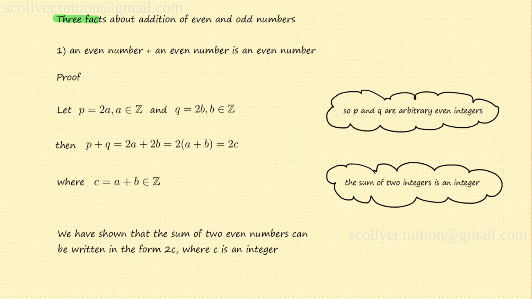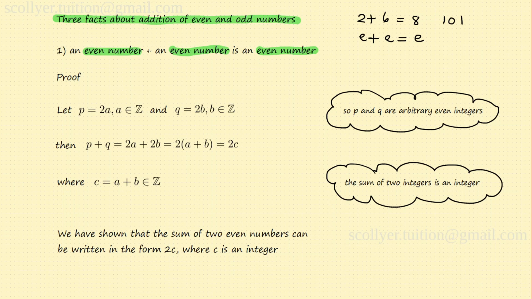We'll now prove 3 facts about the addition of even and odd numbers. And to do so, we will use the definitions of even and odd numbers. The first fact that we will prove is that if we add an even number and an even number, then we produce an even number. So for example, 2 plus 6 equals 8. Even plus even equals even.